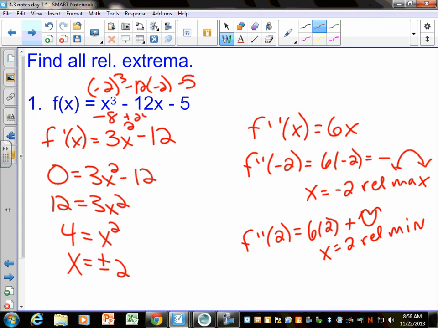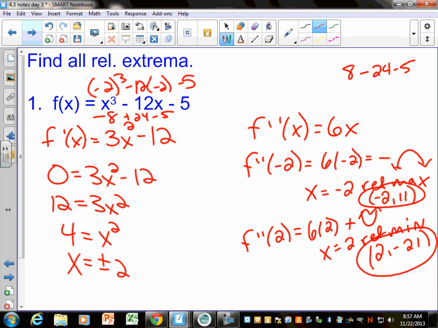Negative 8 plus 24 minus 5. 11, is that right? Yes. So this would be at negative 2, 11. And that one would be at 8 minus 24 minus 5. Negative 21. I think negative 20. Yes.